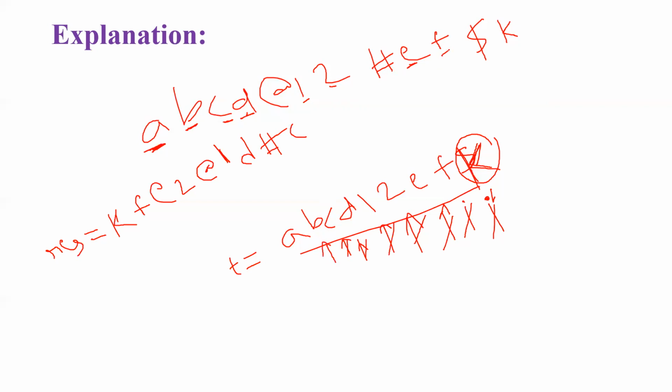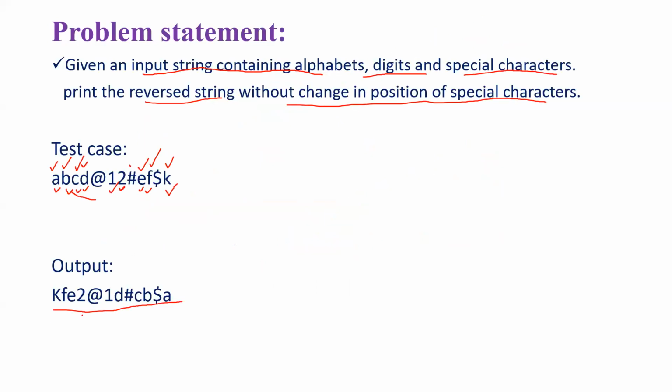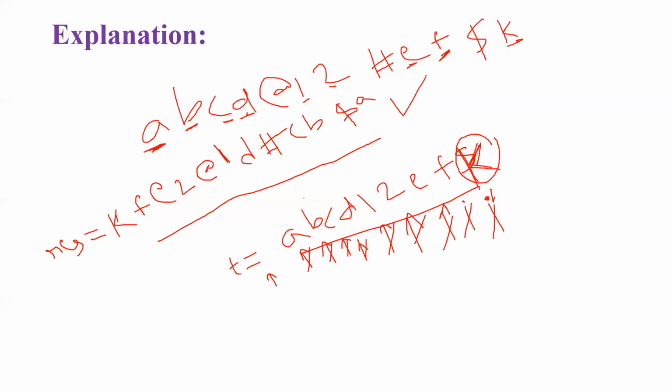And again F is an alphabet, right? Replace it with temp of I and I minus minus. Now observe, dollar is a special character, so keep it as it is. And K is an alphabet, right? So temp of I means A, and I minus minus. I will be -1. Now observe what will happen. KFE2 @1D hash CB $A. Right? The result is holding our output.